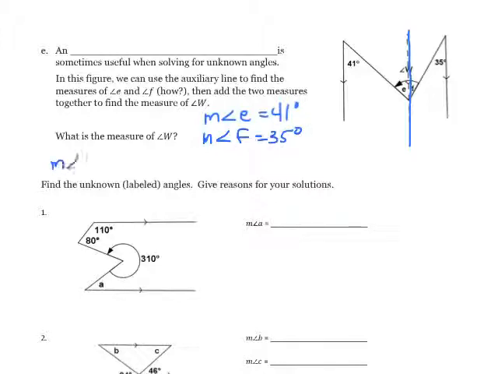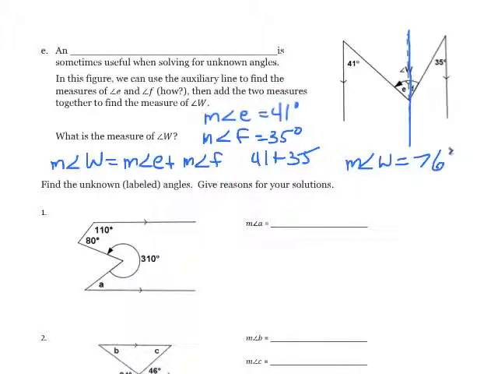The measure of angle W is just the sum of those two. So that's going to be 41 plus 35. And it looks like the measure of angle W is 76 degrees. We could not have solved that very easily without using that auxiliary line to break up angle W into two alternate interior angles. So I'm going to work through a couple problems here, and then during class we'll be working through a few more.